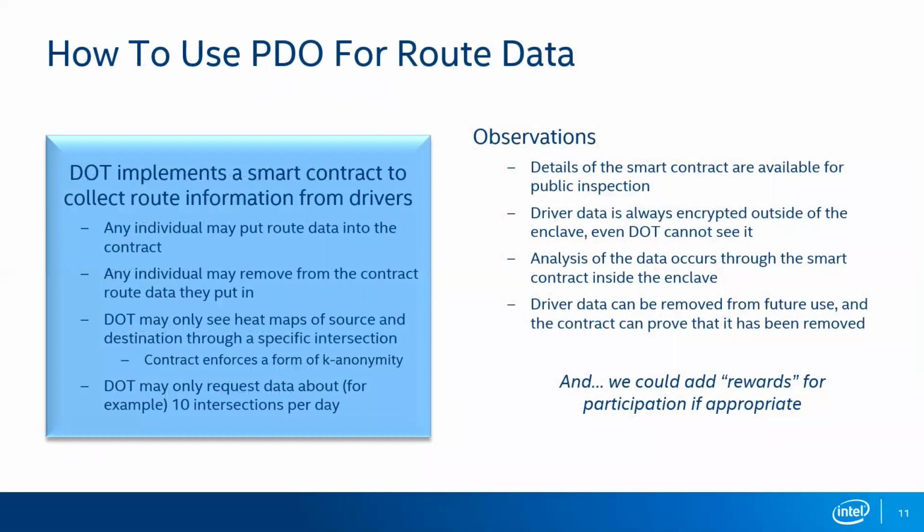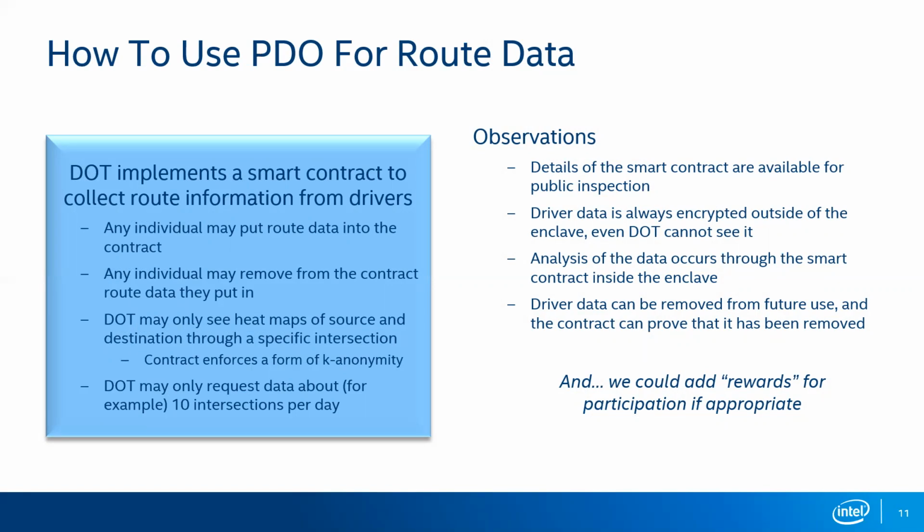So our solution for this is basically to implement one of these smart contracts. The Department of Transportation implements the contract, and that contract is going to manage all of this route data that's being collected from the drivers. Any individual driver can put route data into the contract. The contract allows that individual to remove their data at any point in time. In addition to providing these basic facilities and protecting drivers from seeing each other's information, it also protects the Department of Transportation from seeing the information.